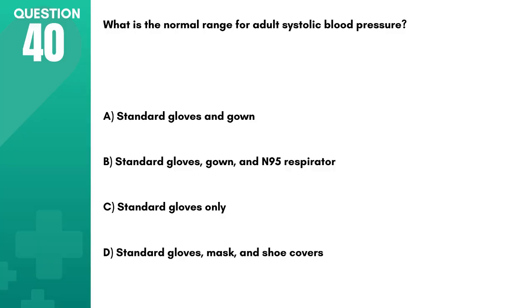Question 40. What is the normal range for adult systolic blood pressure? A. Less than 90 millimeters of mercury. B. 90 to 120 millimeters of mercury. C. 120 to 130 millimeters of mercury. D. Greater than 140 millimeters of mercury.